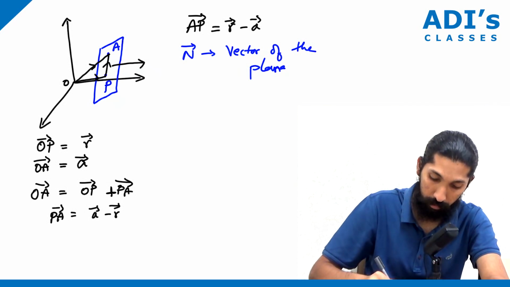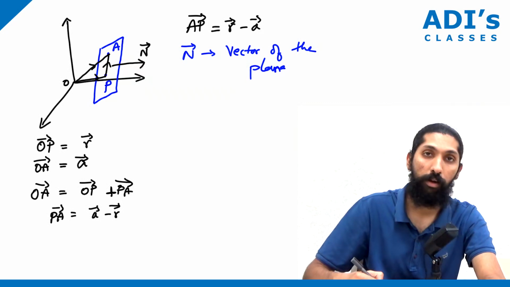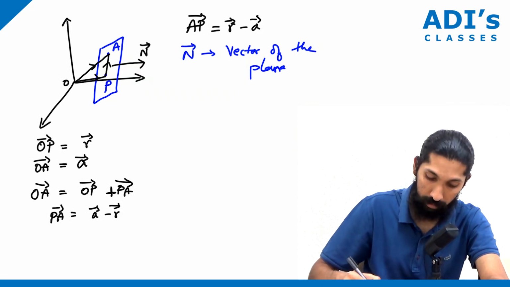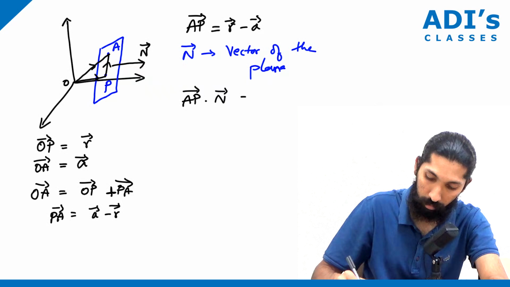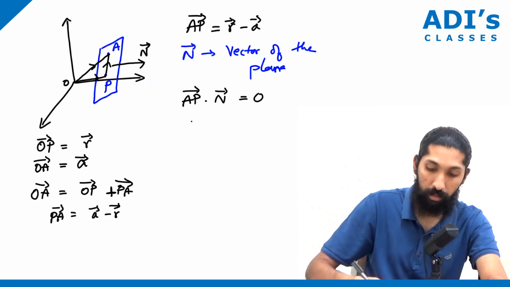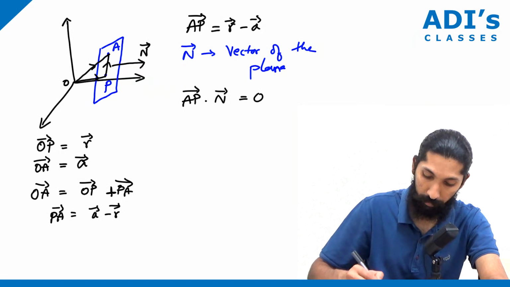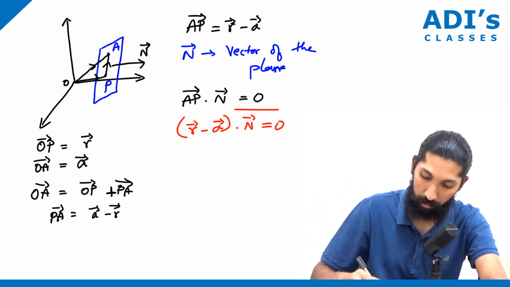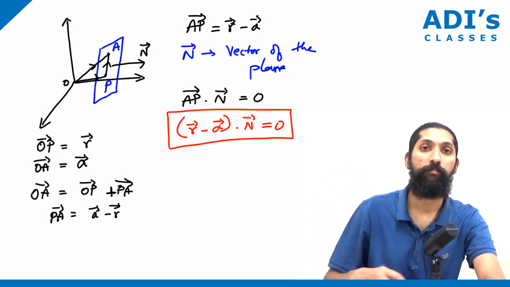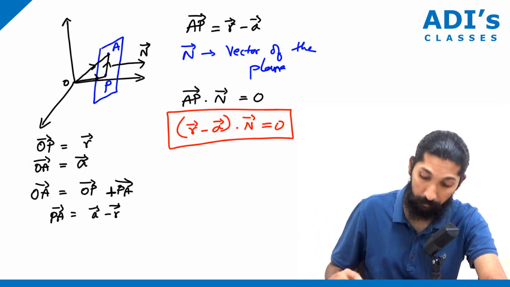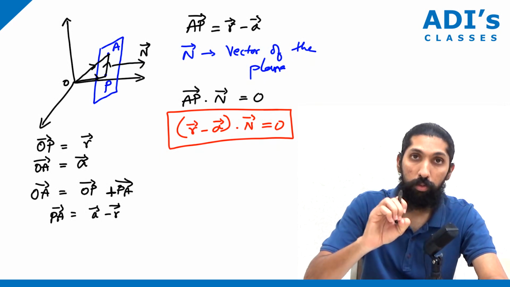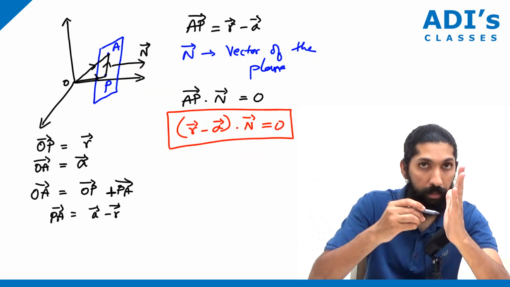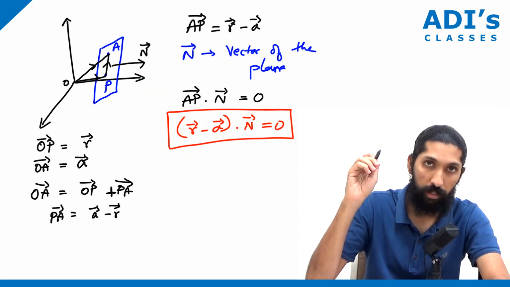Suppose this is vector n, then we can say that vector AP dot n is equal to 0. But what is AP? R minus A. So what we are going to get is (R minus A) dot vector n is equal to 0. This becomes the equation of a plane which is passing through the point A and perpendicular to the vector n. Fair enough, this is the vector form.